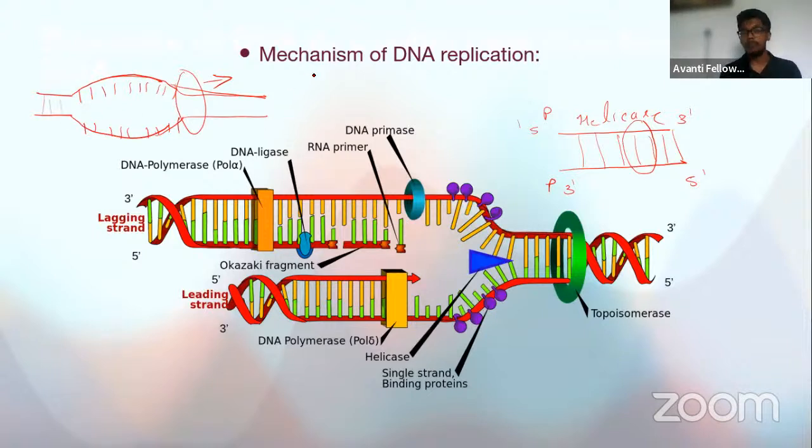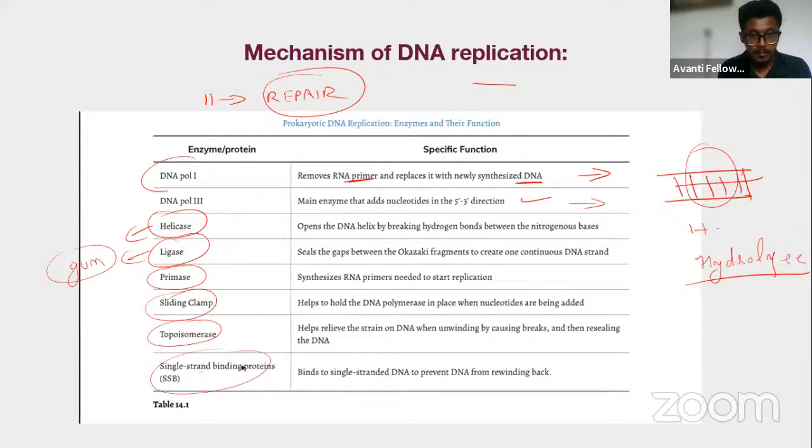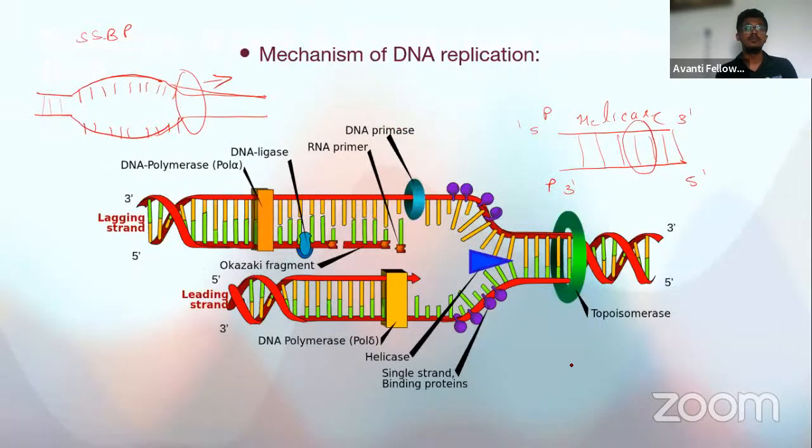So to make it stable, a special assembly of proteins comes here. What is this special assembly of proteins called? It is called SSBP. What is SSBP? Single strand binding protein. Now you can see here. SSBP is called single strand binding proteins. The role of SSBP is to make sure the rebinding of the DNA does not happen.